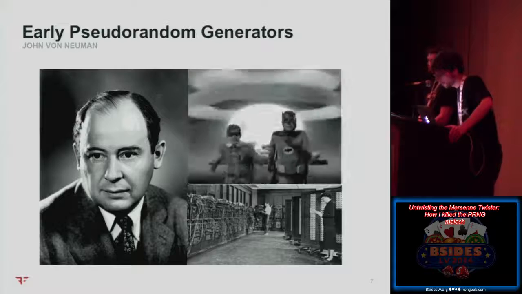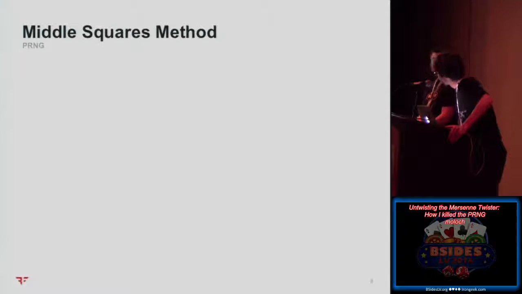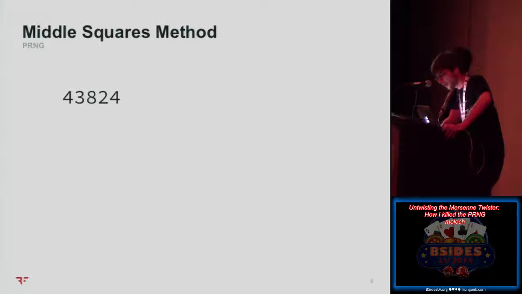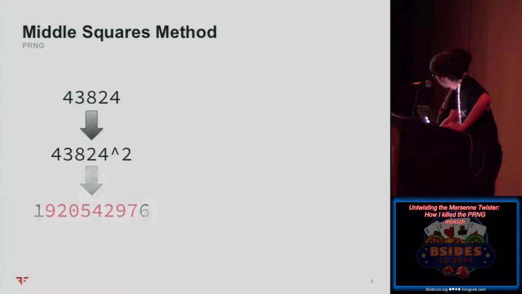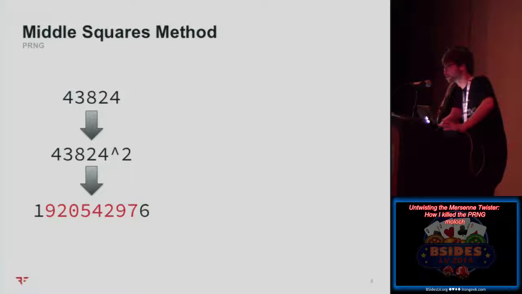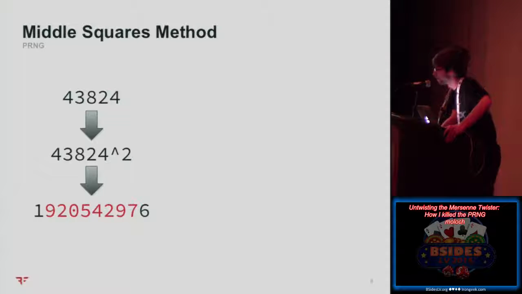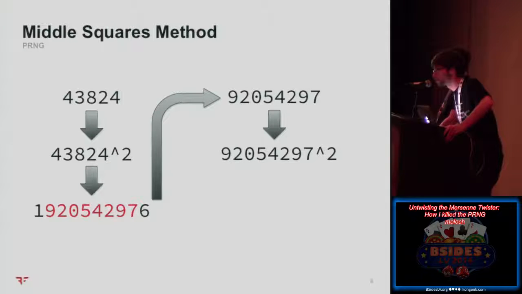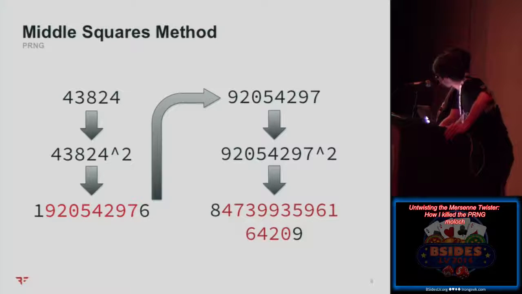So he developed what's called the middle squares method. This is the first random number generator. There's a lot of different kinds of random number generators; this is just the first one. You take some truly random value called the seed, and you simply square it and output the middle. This is where it gets its name, the middle squares. Whatever that output is becomes the next seed, and you square that and output the middle. You simply repeat this process indefinitely.